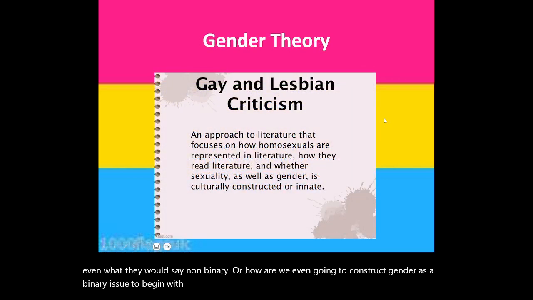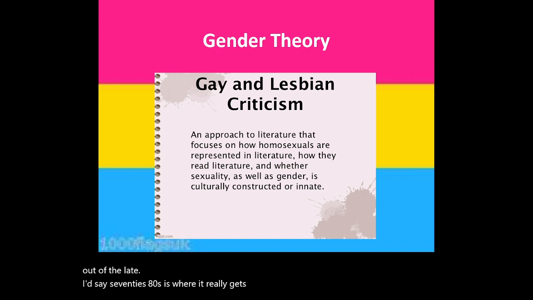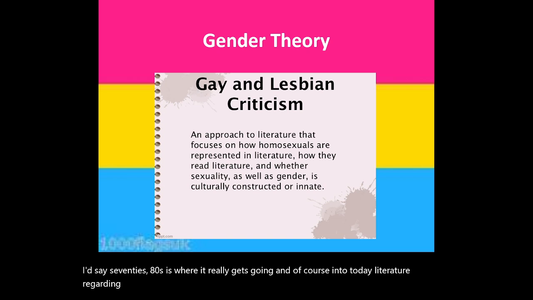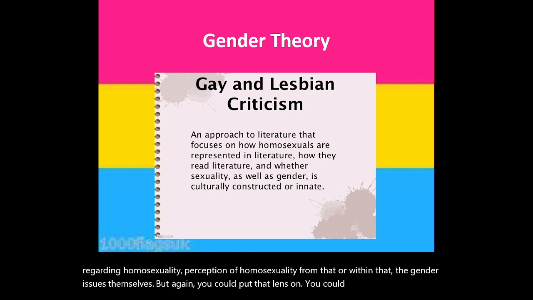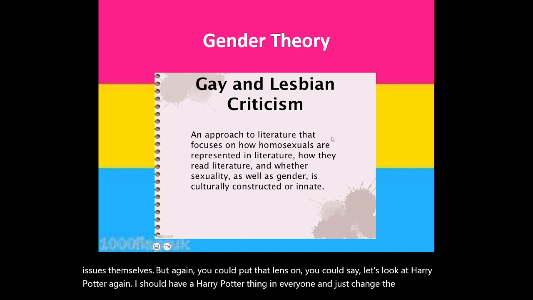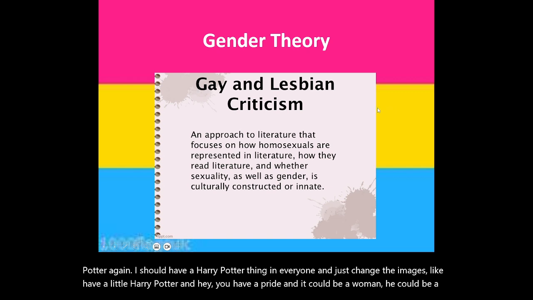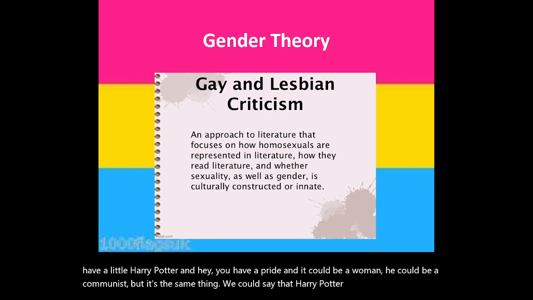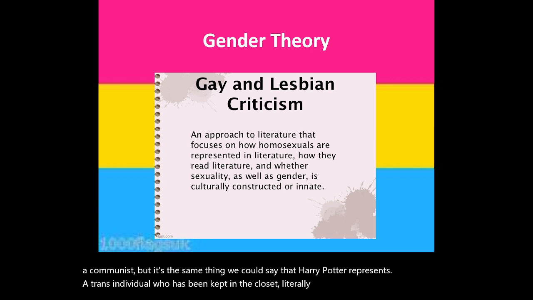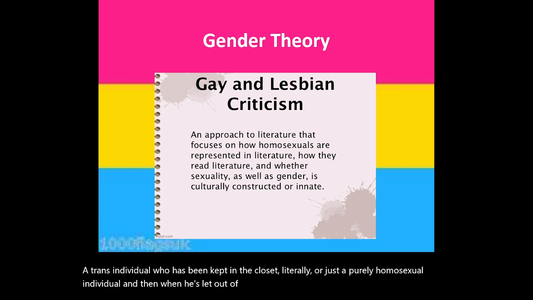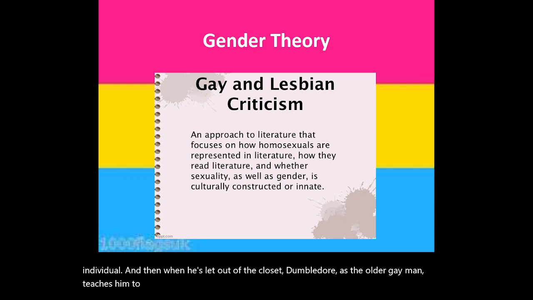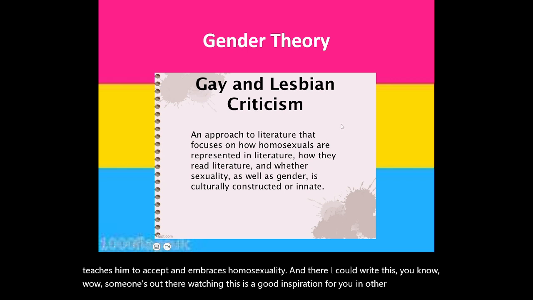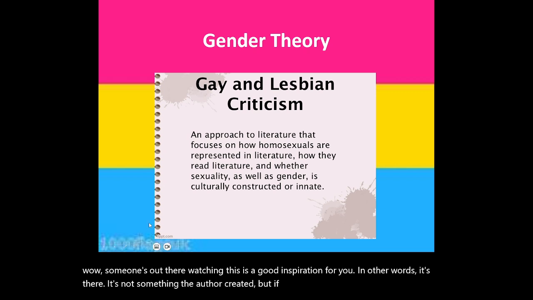So from that, what you usually would see back in the day, coming out of the late 70s, 80s is where it really gets going. And of course into today, literature regarding homosexuality, perception of homosexuality, and within that, the gender issues themselves. But again, you could put that lens on. You could say, let's look at Harry Potter again. I should have a Harry Potter thing on everyone and just change the images, like have a little Harry Potter and hey, he could have a pride and he could be a woman, he could be a communist. But it's the same thing. We could say that Harry Potter represents a trans individual who has been kept in the closet, literally, or just a purely homosexual individual. And then when he's let out of the closet, Dumbledore, as the older gay man, teaches him to accept and embrace his homosexuality. And there, I could write this. Wow, if someone's out there watching, this is a good inspiration for you. In other words, it's there. It's not something the author created, but if you can find the symbols and connect them, you have it.